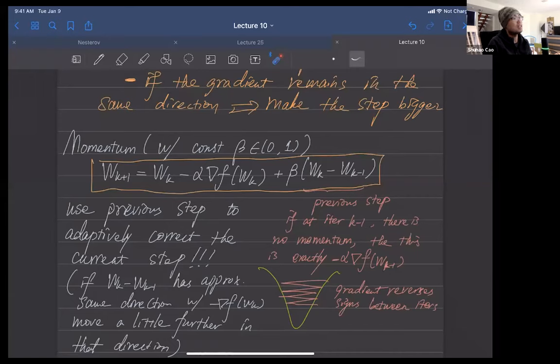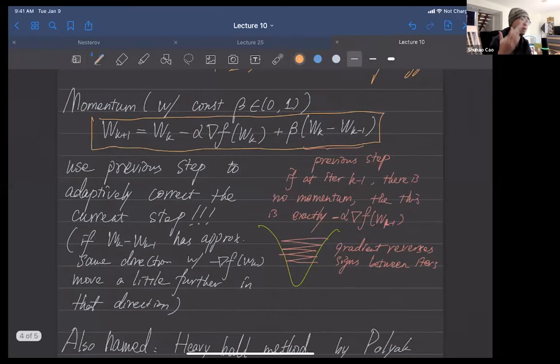It has various forms, and we learn the simplest form. And in the homework, we'll see what Yurii Nesterov, this Soviet mathematician, proposed in the original paper.